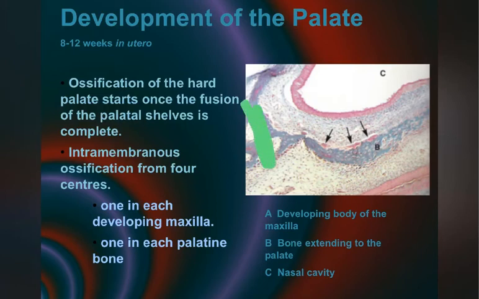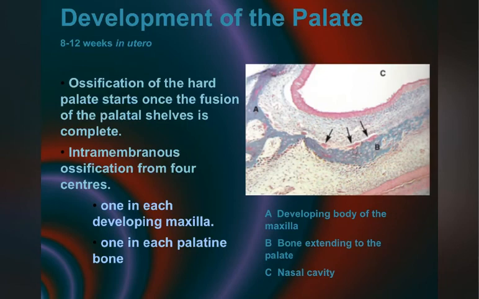Letter A here, developing maxillary bone. B here, developing palatine bone. C here, nasal cavity. So on this side we have 2, developing maxillary bone and developing palatine bone. The other side we have 2, so we have 4 in total.